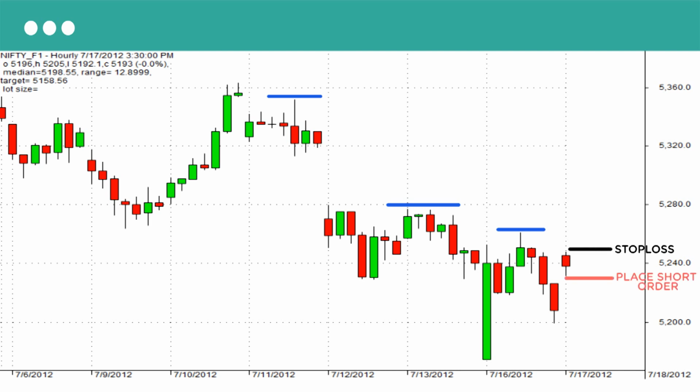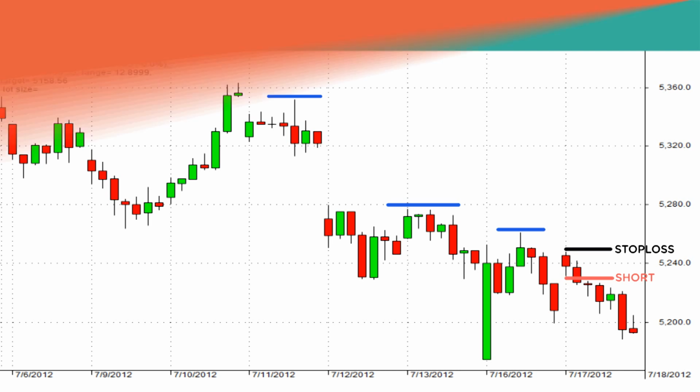We can place our short sell order 1.5 points below the low of the opening bar. Remember, you need the bar to close before you actually do this. This trade worked out pretty well. The markets fell 42 points, so that's 0.8% on an intraday basis. Now let's move on to another example.